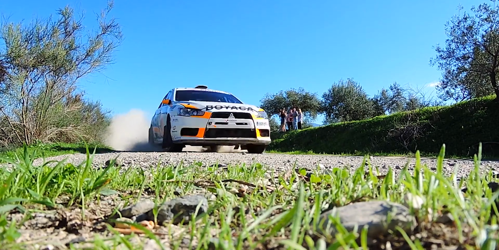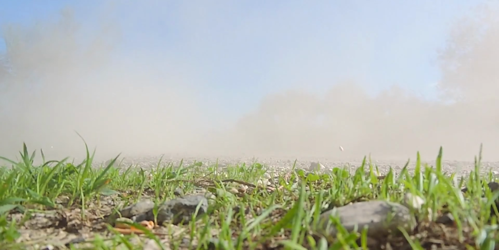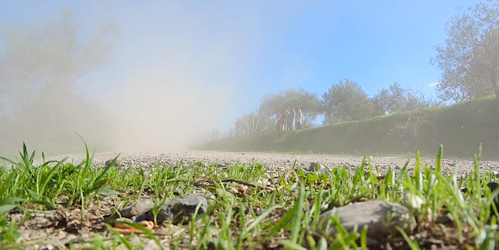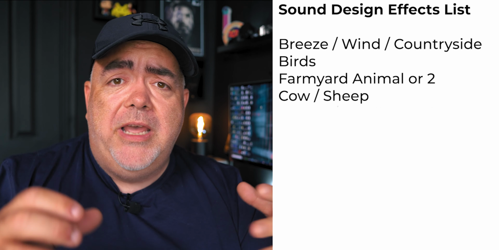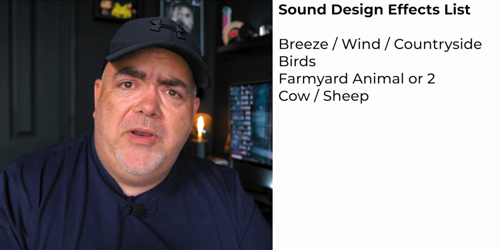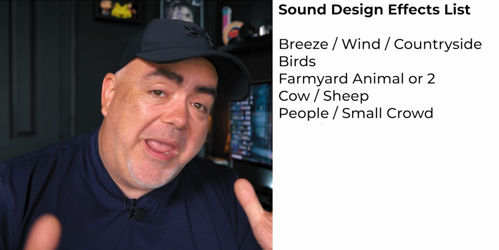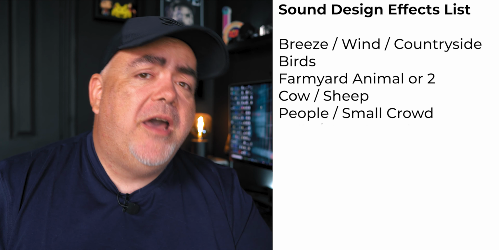So the first clip here, we've got a car. A rally car going really fast. It's in the countryside. We've got some gravel coming towards the camera. So we need to think about countryside, sunny day. Going to be a little bit of a breeze maybe. Going to have some birds, maybe a farmyard animal or two, a cow, a sheep. Maybe there's people somewhere. And then we've got to look at the car.